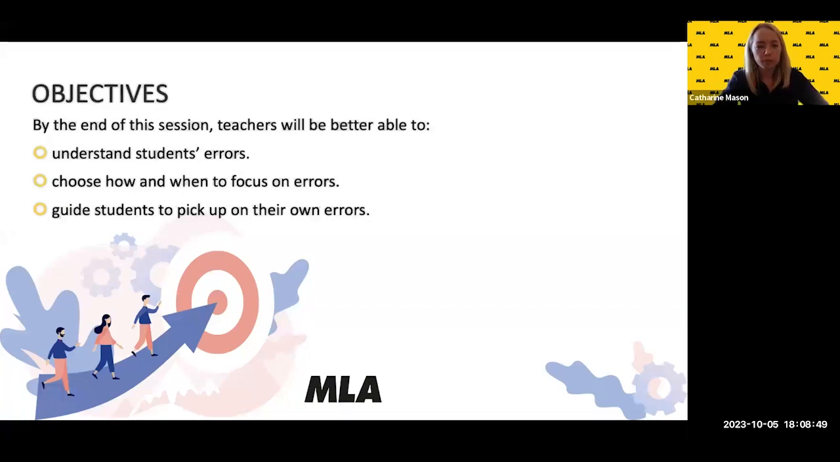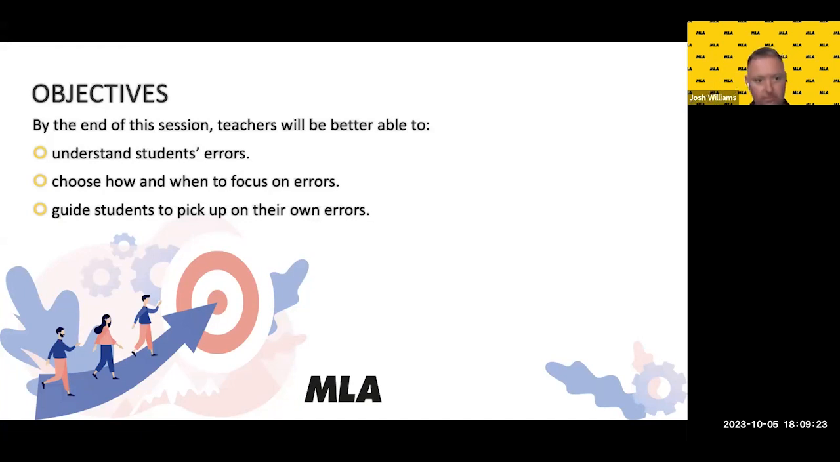Thank you. So the objectives of the session today are that we will understand students' errors much better. We'll be better able to choose how and when to focus on errors, and most importantly, better able to guide students to pick up on their own errors, giving them more autonomy over their own learning and making them a bit more reflective about their own production, which is great.